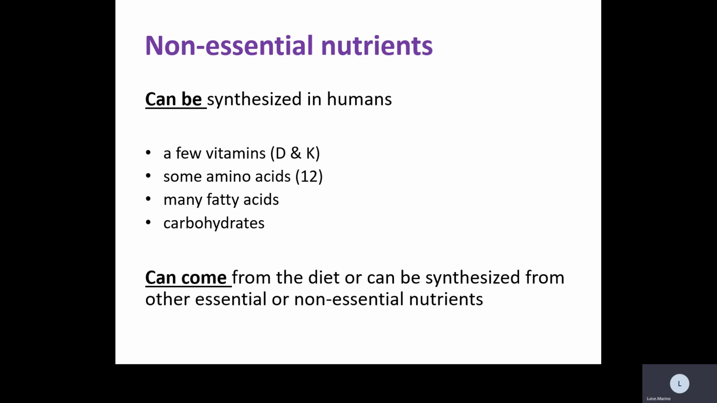And then some of your amino acids, 12 to be exact, can be made via other amino acids. And then many of your fatty acids and all of your carbohydrates are non-essential. So these can come from the diet, or they can be synthesized from other essential or non-essential nutrients.